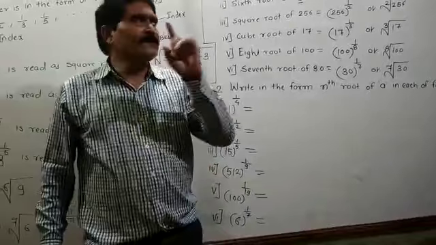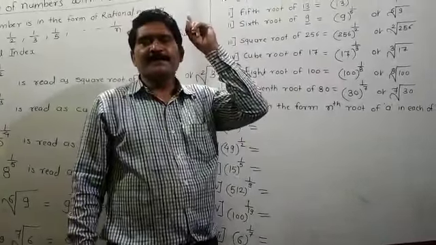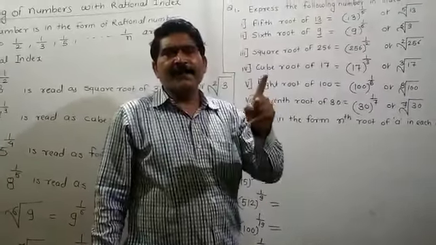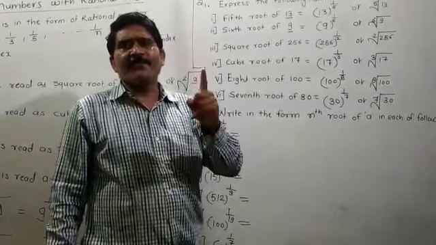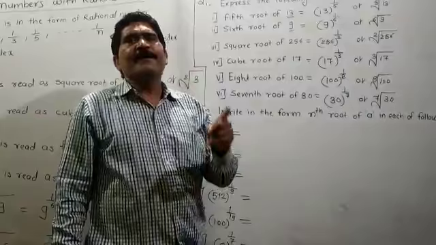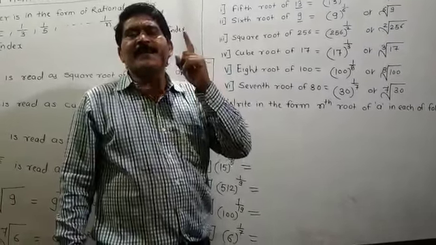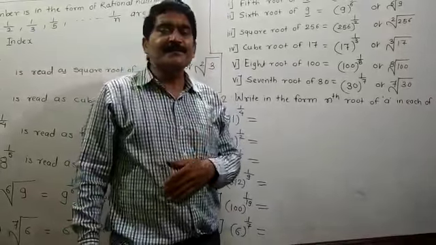1 upon 2 means square root. If the index is 1 upon 2, at that time that one is called the square root. If the index is 1 upon 3, at that time you have to say cube root. If the index is 1 upon 4, you have to say 4th root. If the index is 1 upon 5, you say 5th root. If the index is 1 upon 6, you say 6th root.